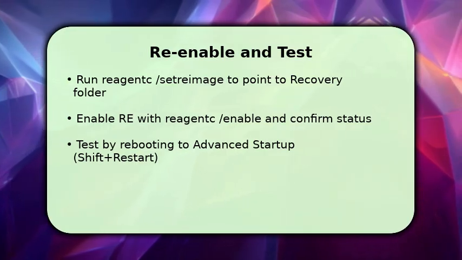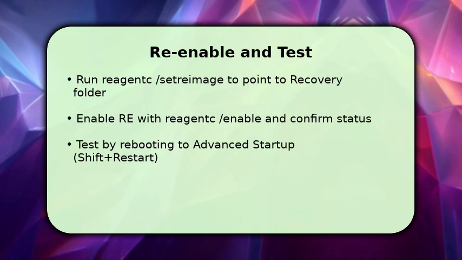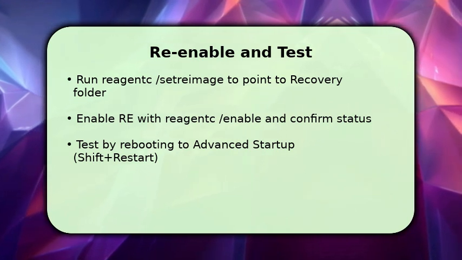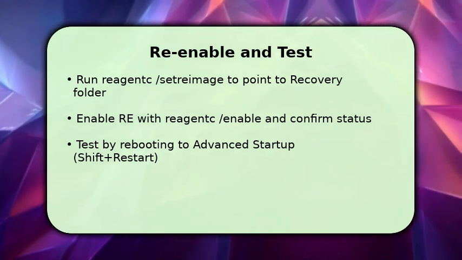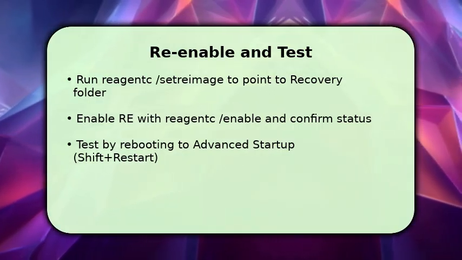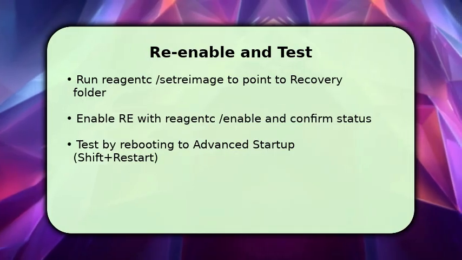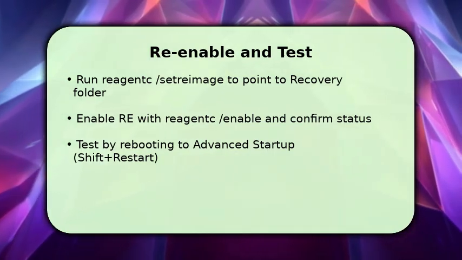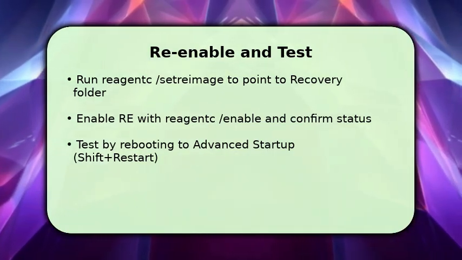Reboot and test advanced startup by holding Shift while clicking Restart. Choose Troubleshoot to ensure Windows loads the recovery environment. If it fails, try restoring a recent system image or repeat DISM and SFC. Persistent failure often means missing or incompatible recovery binaries.